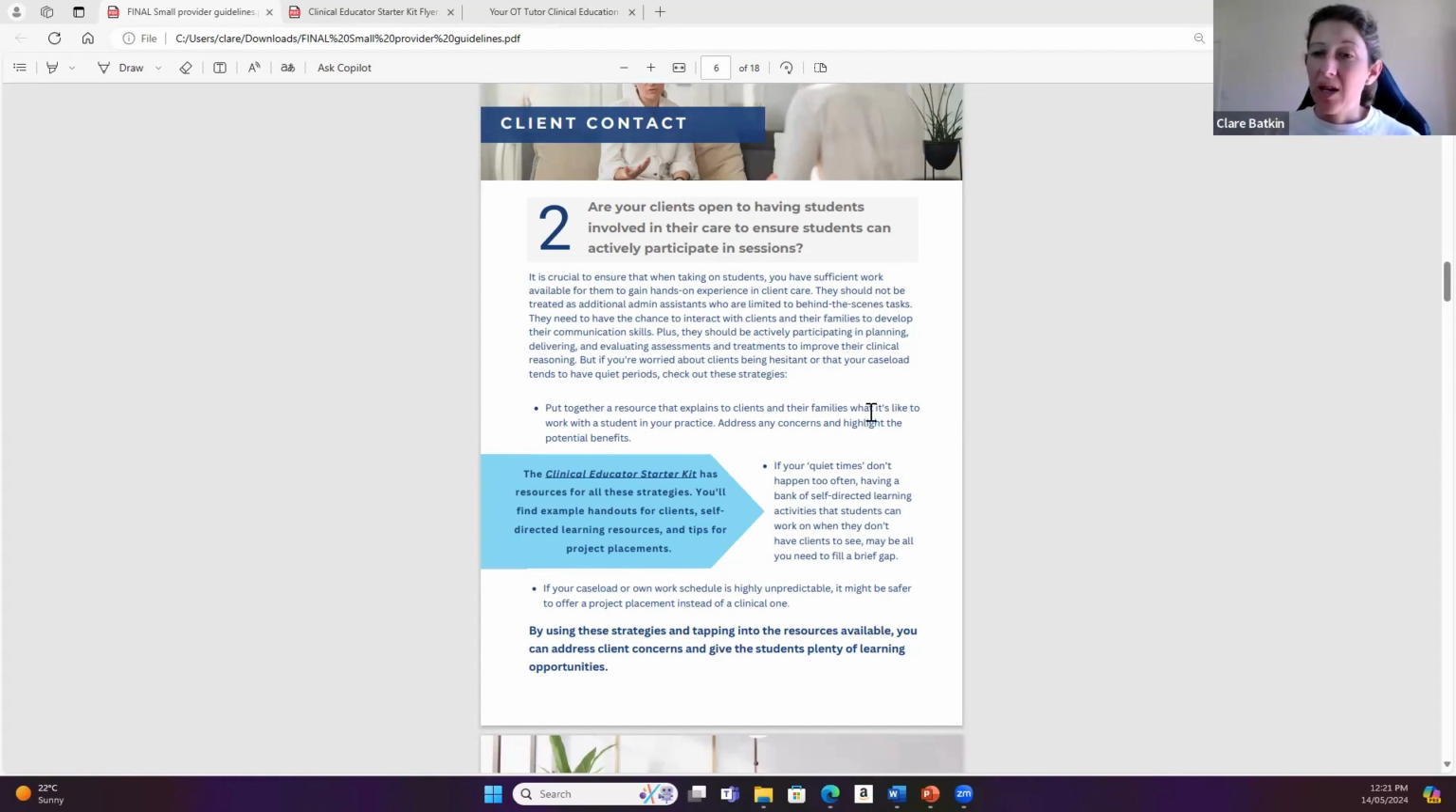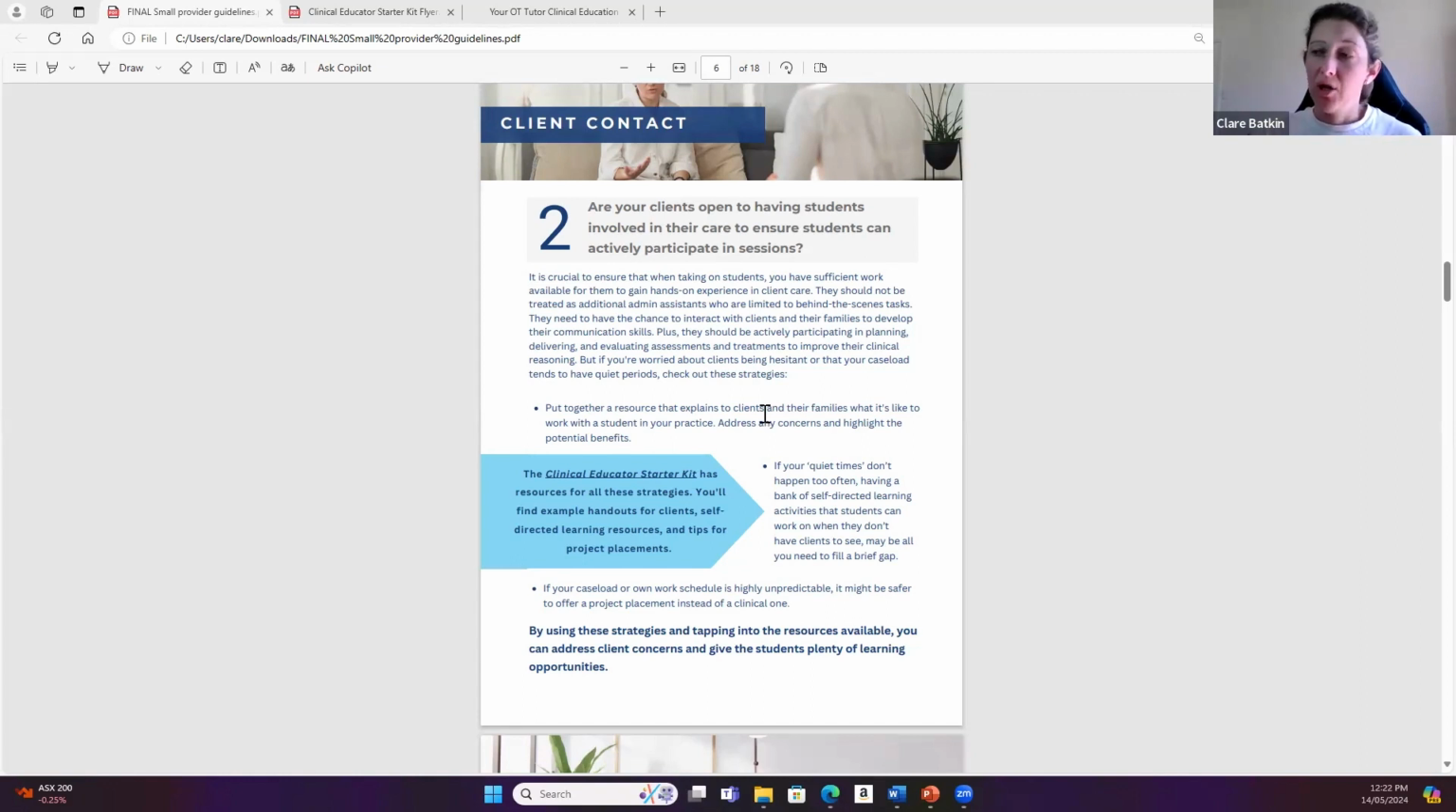It could be that you don't have a lot of clients consistently, so it'd be hard to guarantee that amount of clients for them to see. Or it could be that you have a really complex caseload. It could be a medico-legal caseload. It could be clients with significant mental health or trauma conditions, and it's not appropriate for a student to just come in and take over sessions on an ad hoc basis.